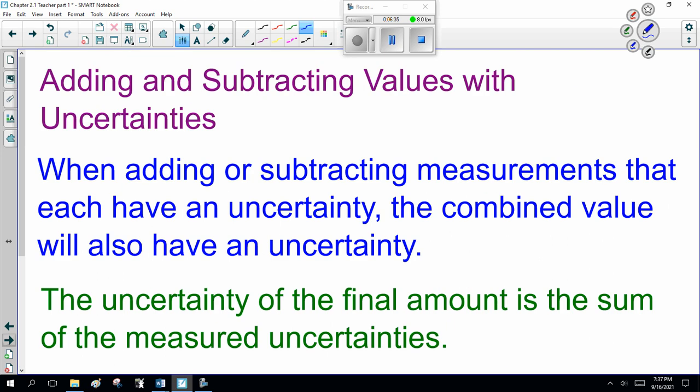So, last thing I want to talk about is adding and subtracting values when you have uncertainty. So when adding or subtracting measurements that each have uncertainty, the combined value will also have an uncertainty. Okay? The uncertainty of the final amount is the sum of the measured uncertainties. Okay, so this is important.